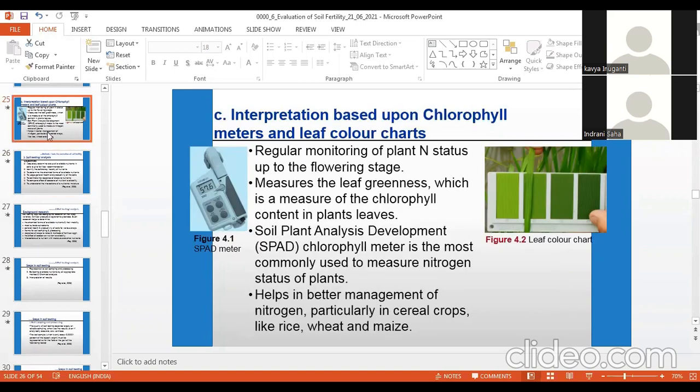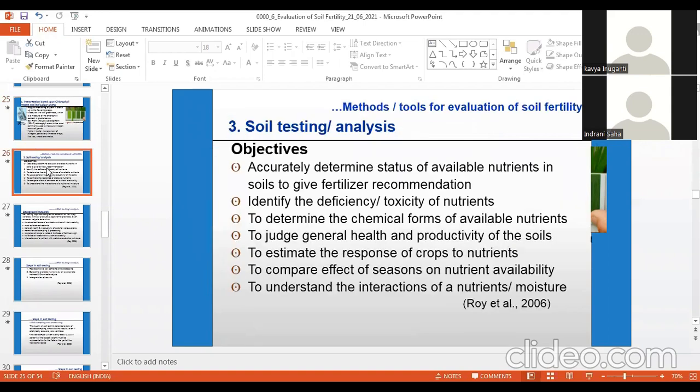Now, you have seen three kinds of interpretations: critical concentration, nutrient ratio or trace, and then interpretation based upon chlorophyll meters and leaf color chart. But all these interpretations will tell us only some qualitative idea. They will not tell us to apply so much of nutrient. They cannot tell us the quantity of nutrient to be applied. So what can tell us what quantity of nutrient should be applied? Let us see some more soil fertility evaluation tools.